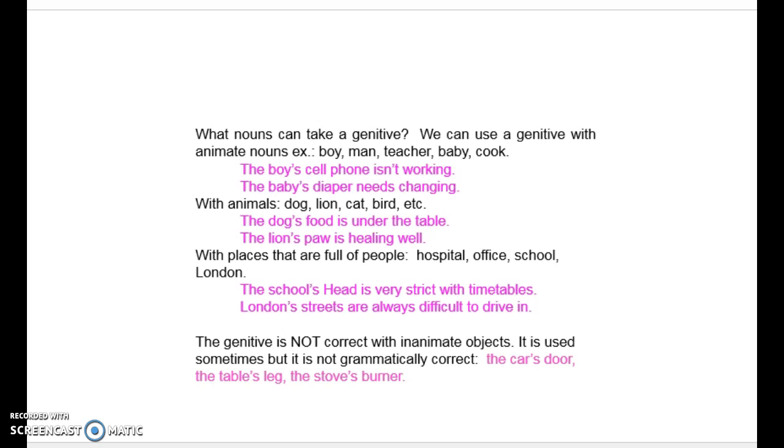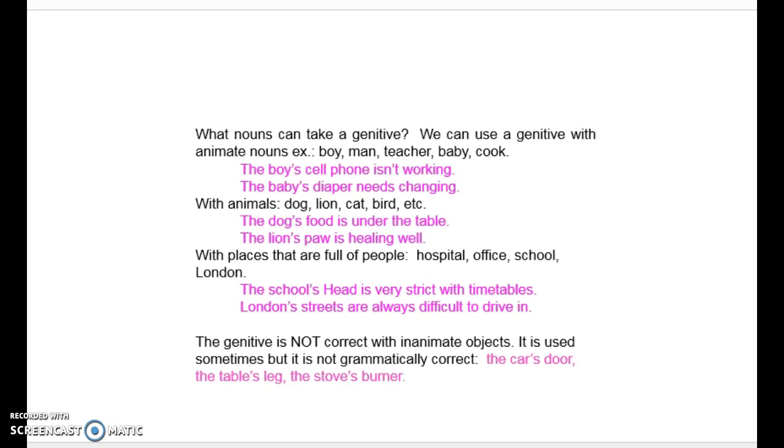And here you have the different nouns that can take a genitive. Yes, you have animate nouns, for example, boy, man, teacher, baby. All those are animate nouns. They refer to people, and so there you can add the apostrophe S. You can also add the apostrophe S with animals, yes? For example, the dog's food is under the table, or the lion's paw is healing well. There they are animate nouns, so you can add the apostrophe S.